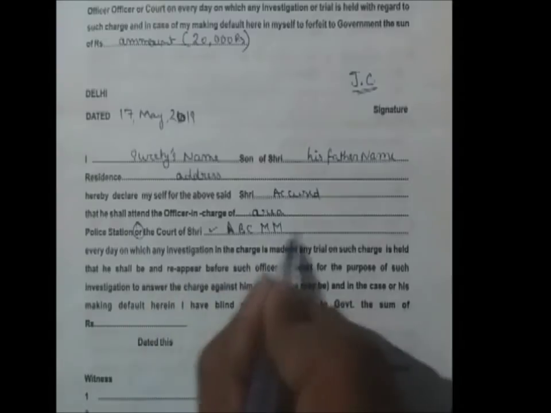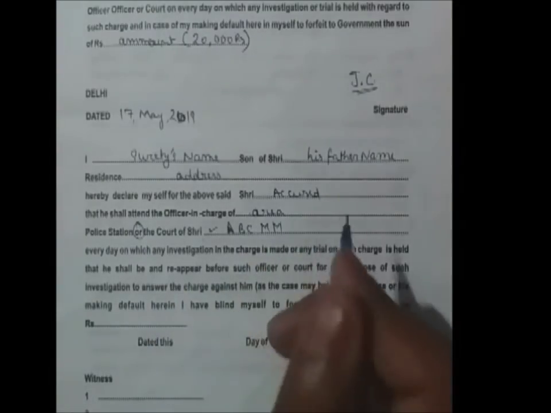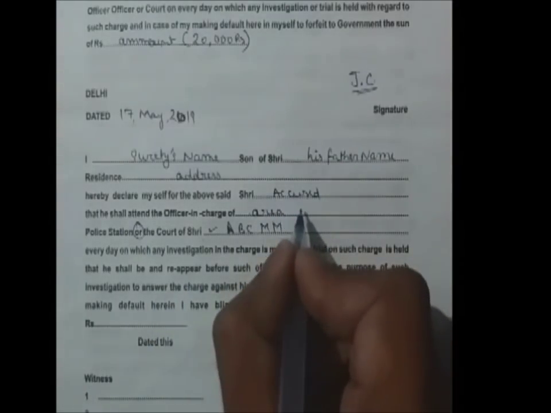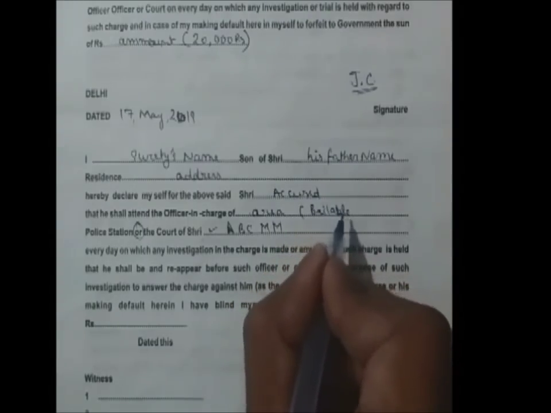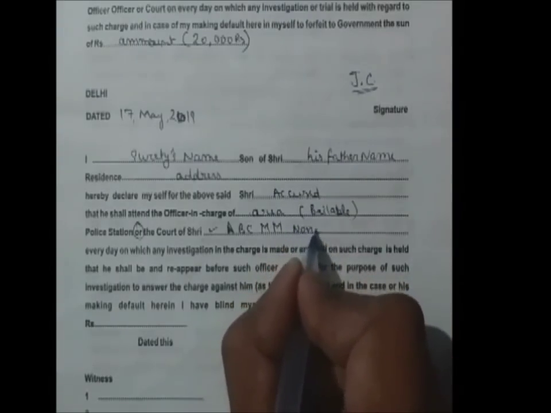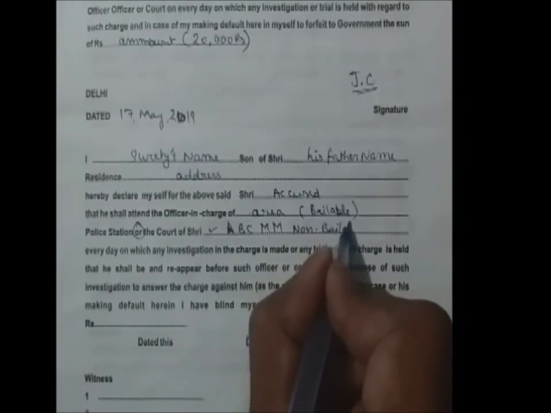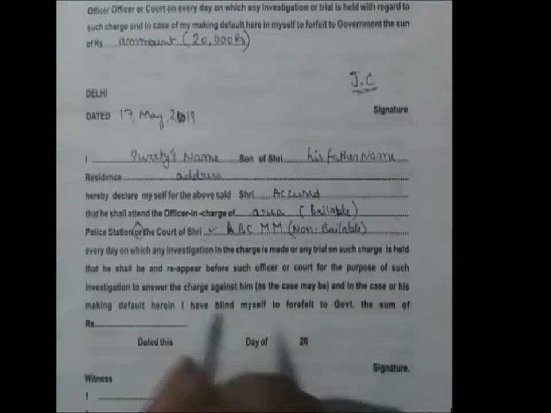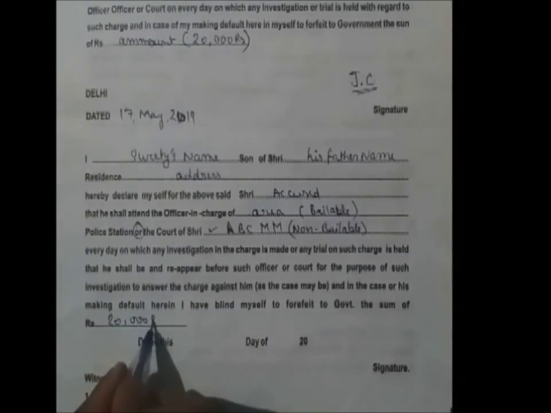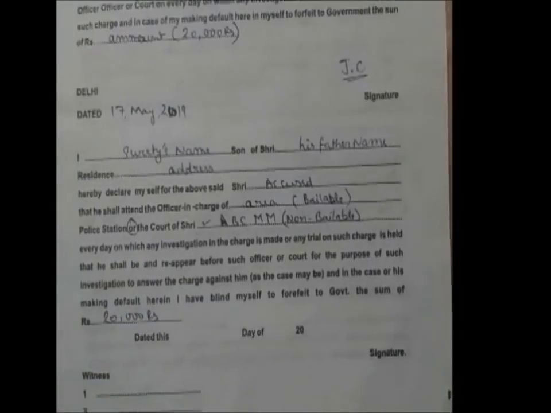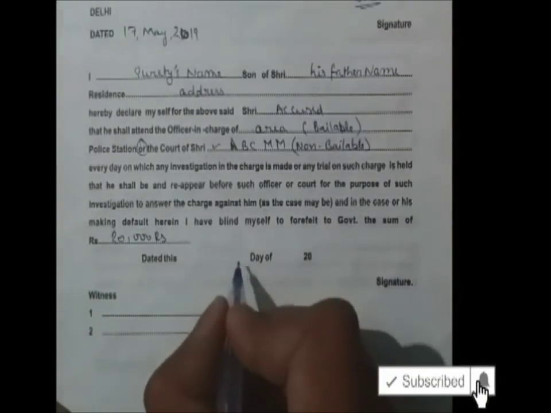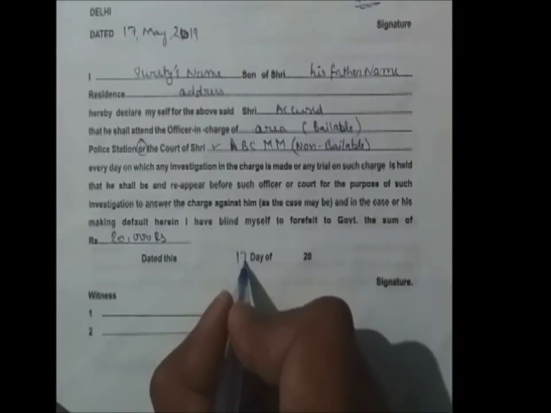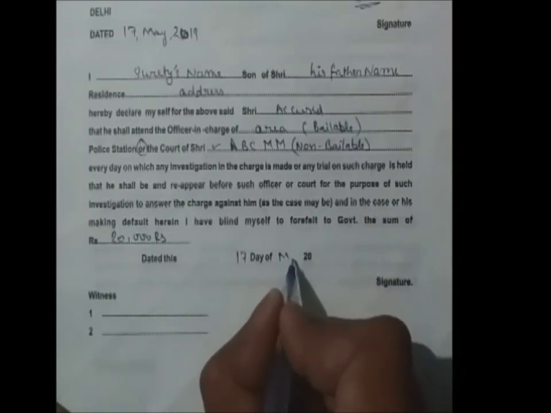Sometimes bail is granted in the police station, sometimes bail is granted in court in case of non-bailable offenses. For example, in case of bailable offenses, the bail is granted in the police station. We have to mention the sum for which the surety is liable to pay if the accused person runs away from the court, runs away in any sense. Okay.